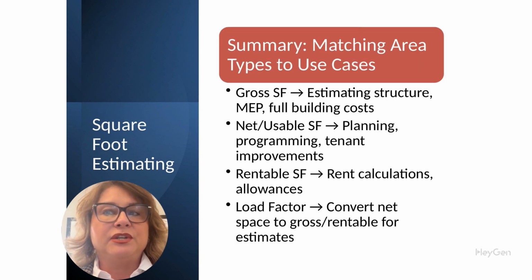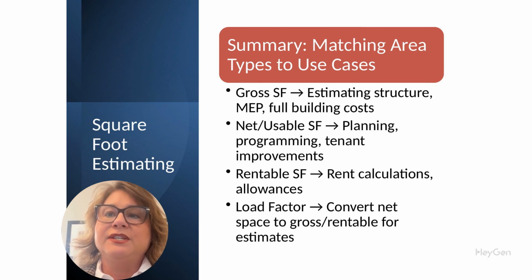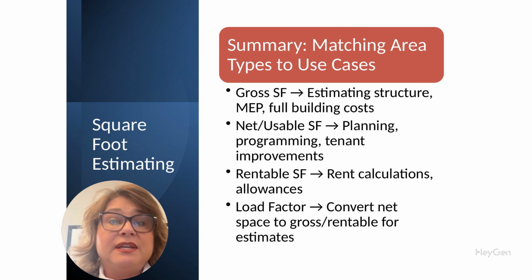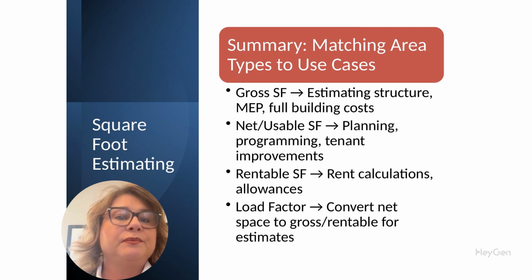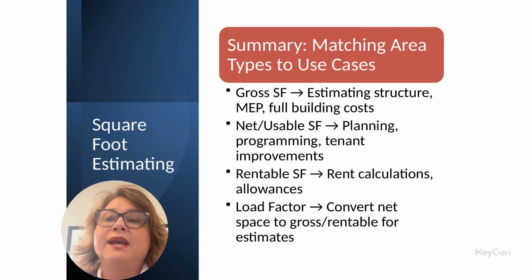Let's wrap this up with a clear summary of when and why to use each type of square footage in estimating. Getting this wrong in the real world can result in drastically under or overestimating scope, pricing, and even building size. 1. Gross square feet, GSF. Use gross square feet when estimating anything that touches the full building envelope. That includes structure, HVAC systems, elevators, fire protection, lighting systems, anything that applies across the entire facility, not just inside rooms. This is your go-to for total construction costs.